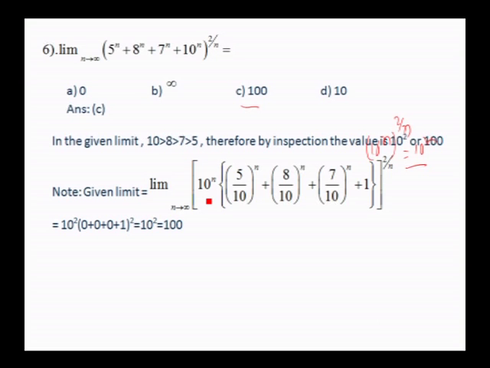Or if we do it that way, taking 10 to the power of n outside, this formula comes, and you find that these 3 are 0 as n tends to infinity, because x to the power of n is 0 whenever mod x is less than 1. So then this 10 to the power of n 2/n gets cancelled, you get 100. You can do it that way too, but when you look at it, writing the answer is easy.